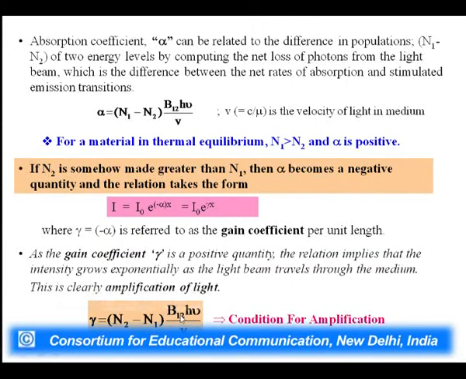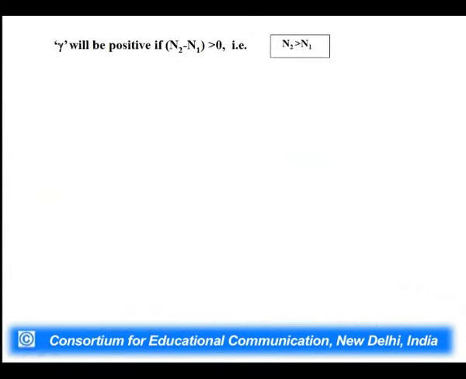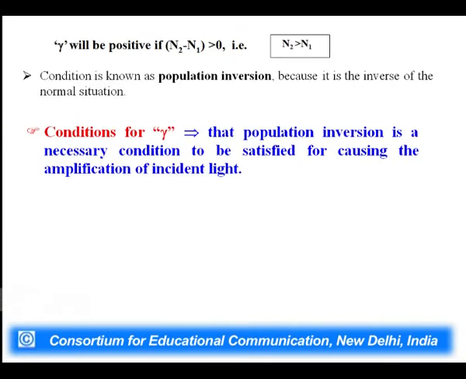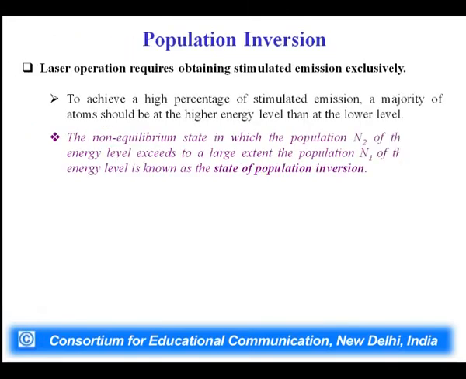It is defined as gamma = (N2 - N1) B12 h nu / V, which is the condition for the amplification of the light, where gamma will be positive, and if gamma is positive, N2 minus N1 is greater than 0, meaning the population of the higher level is more than the population of the lower level. This condition is known as population inversion because it is the inverse of the normal situation. Population inversion is a necessary condition to be satisfied for causing the amplification of the incident light. Now, what is population inversion?